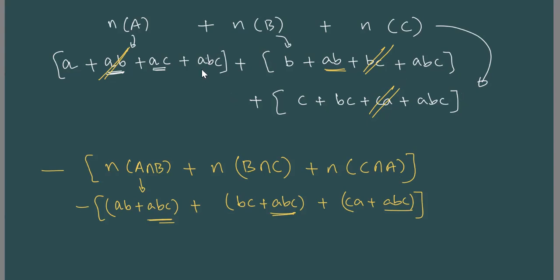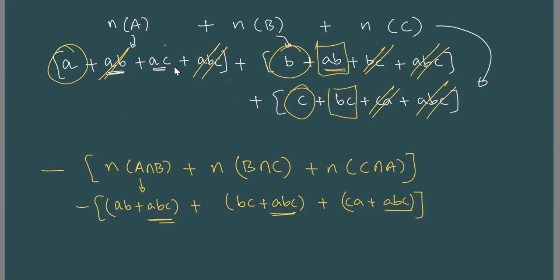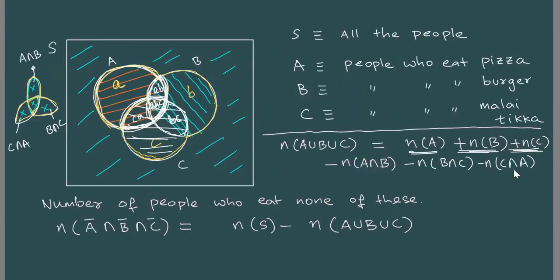And then if you remove it, that means did you count ABC? You did not count ABC, right? Now see what you have counted. You have counted only A, B, C, and then AB plus BC plus CA, right? If you do n of A plus n of B plus n of C minus n of A intersection B minus n of B intersection C minus n of C intersection A, can I say that middle portion is left? Do you guys notice that the middle portion is left after this?